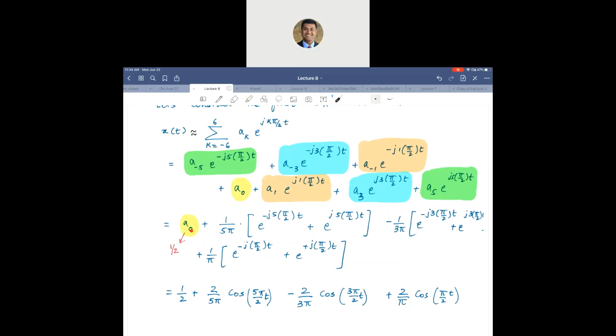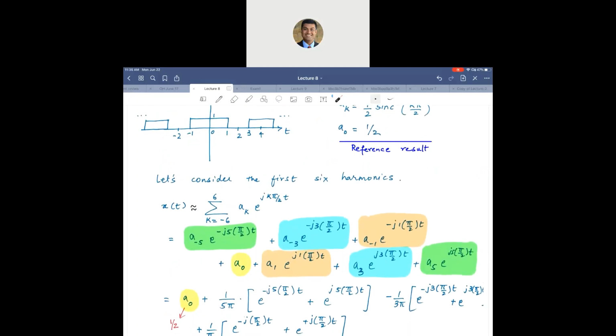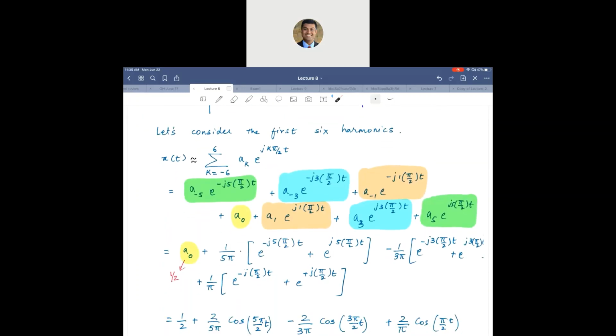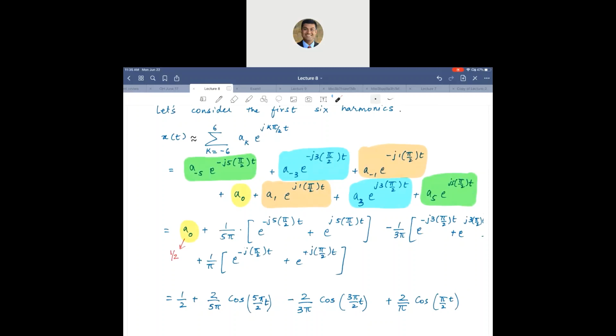So a sub 0 remains as is, which is half. We know that from here, from the reference result. Then we also know the a sub k's from the table we looked at. So a sub negative 5 and 5 was 1 over 5 pi. So we pulled that out as a common factor. And then we have the complex exponentials in the parentheses here, here, and here. So let me highlight them based on the color choice that I chose. There, blue there, and green there.